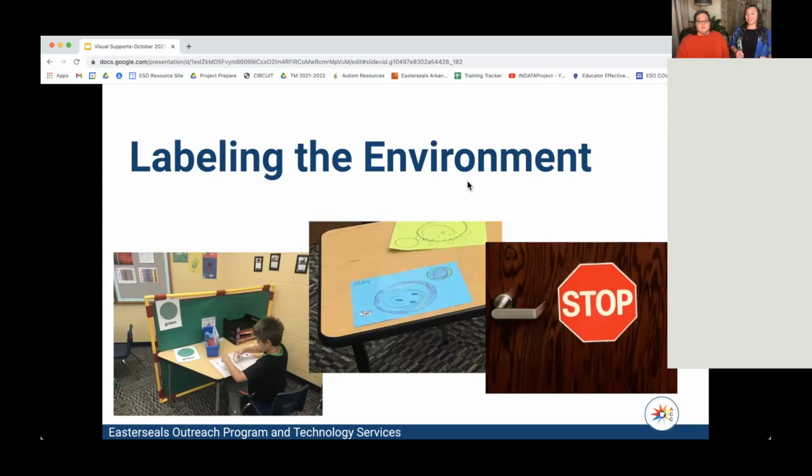And then the stop sign on the door is another example of an environmental support. However, as we go through today, we'll talk about how we teach these strategies. Just putting the stop sign on the door did not stop my student from running out of the room, right? My student who was frequently eloping from the classroom. The stop sign itself didn't do the trick, but teaching him what the stop sign meant and positively reinforcing his behavior when he did stop for the stop sign, that's what made the difference in that case. So we'll talk a little bit about teaching these strategies as well.